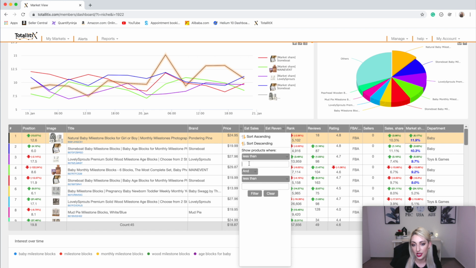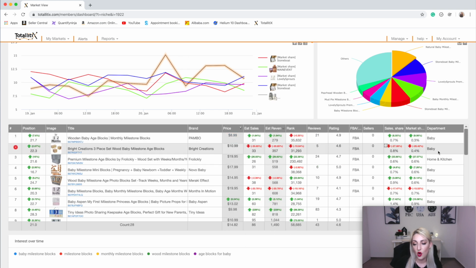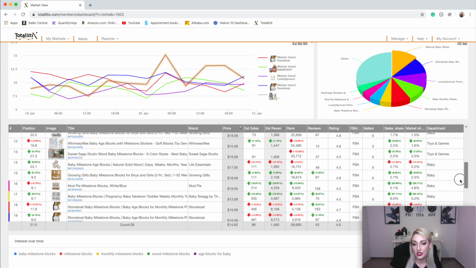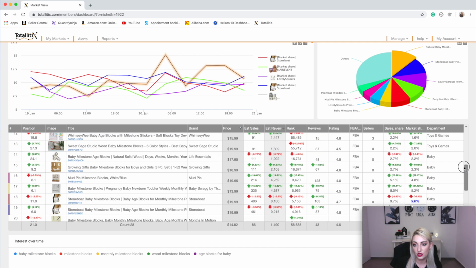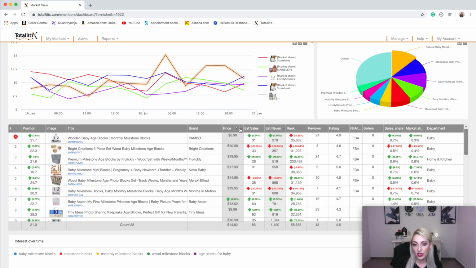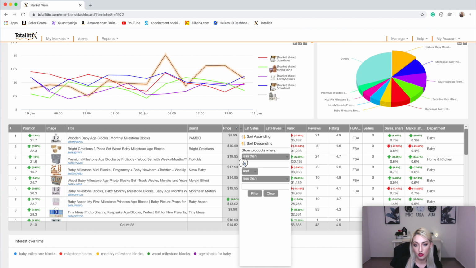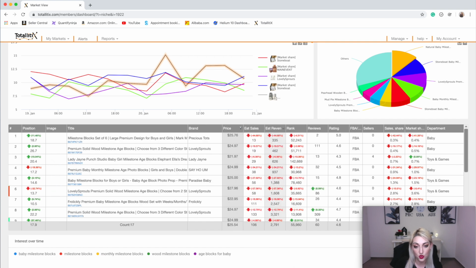So let's just say I want to know everyone that is less than $20. Okay, it's now only going to show me all of the competitors who sell for less than $20. I really hope that you guys understand how insane this is. I can also change this to greater than, which is anyone selling it for greater than $20.